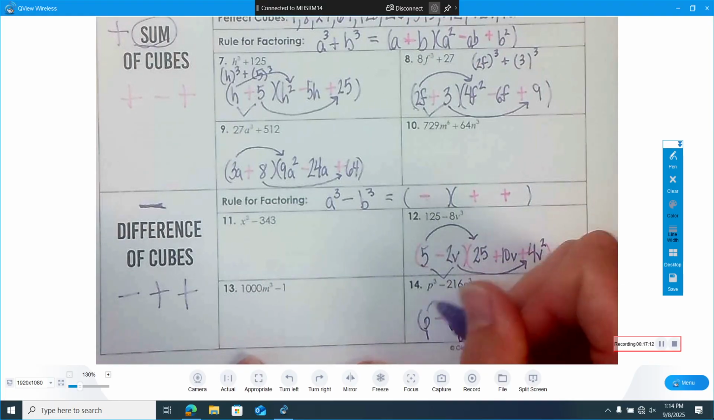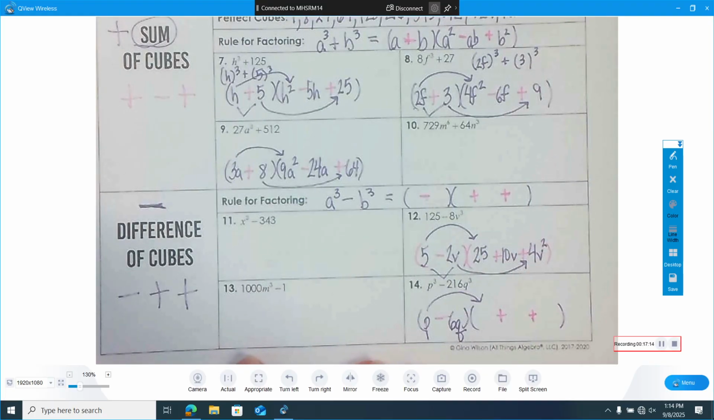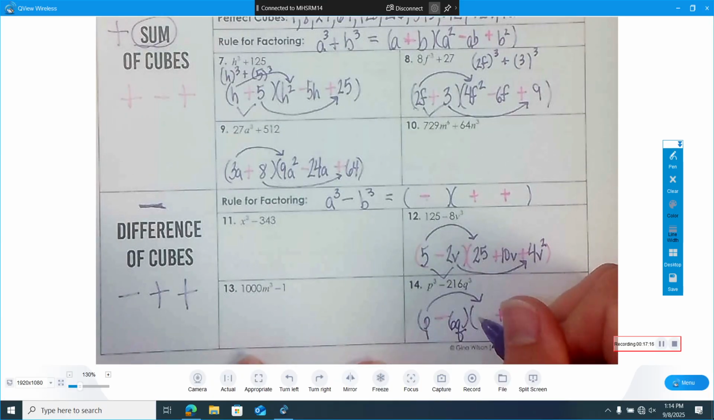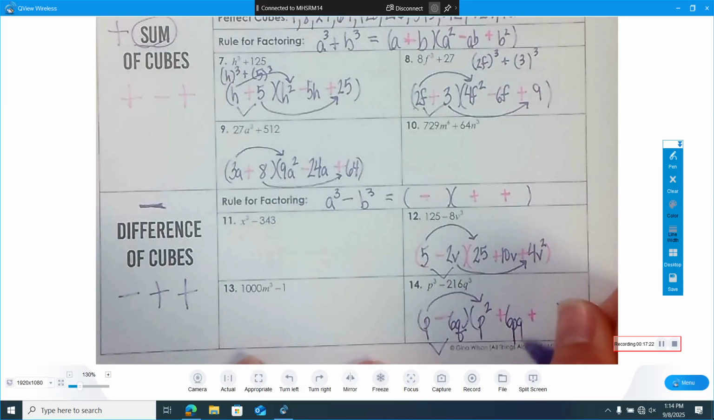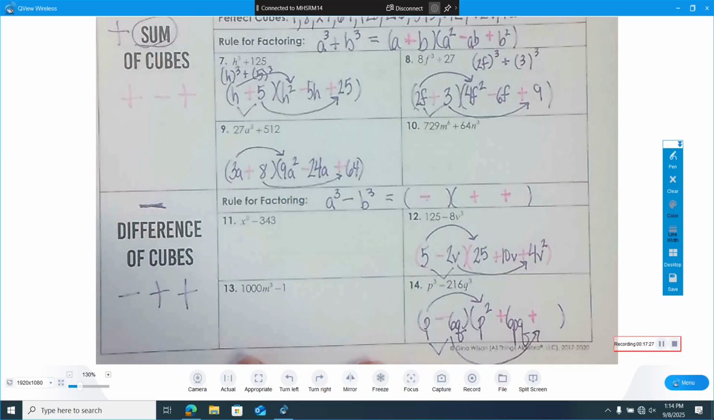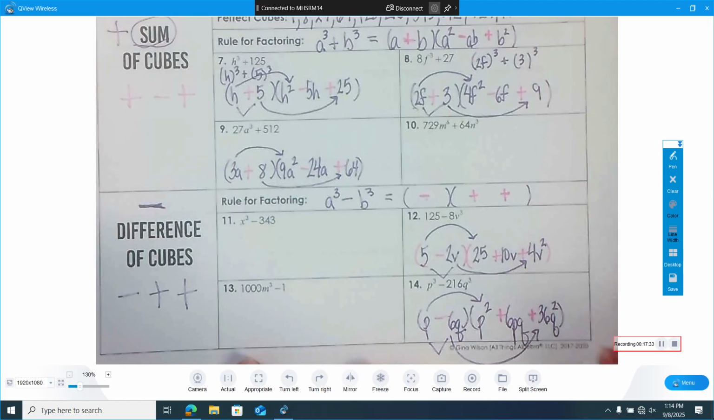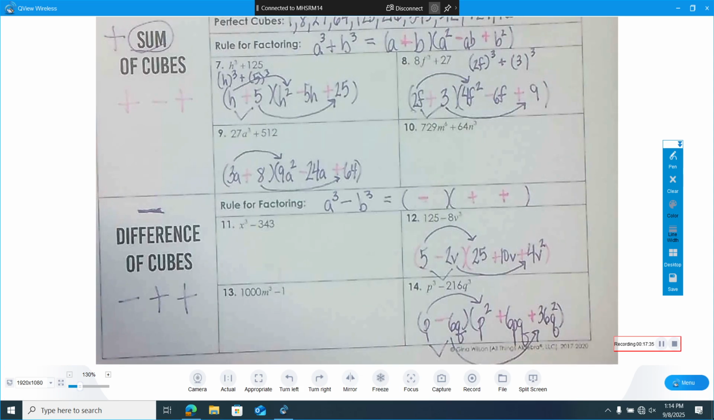All right, square the first thing. What do we get? P squared. Multiply in the middle: 6pq. And then square the last thing: q squared. Good. 36q squared. All right, questions on those?